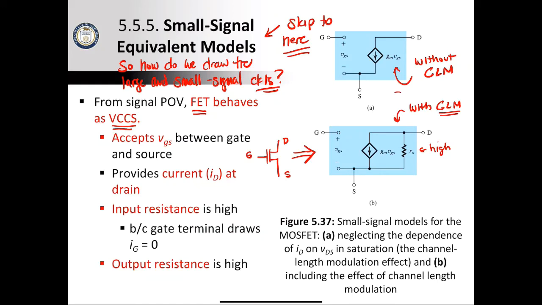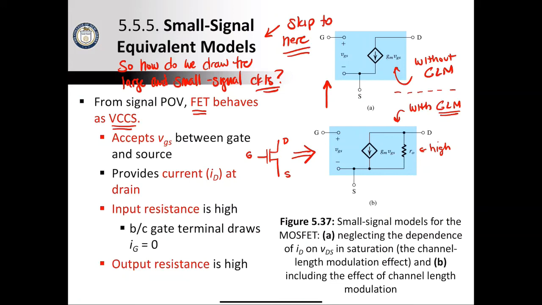If you remember, there were three values we could use to define whether channel length modulation was significant. There was VA, there's lambda, and then the last one is the RO, the output resistance value. For most of these problems, we're not going to be considering channel length modulation, so you'll be looking at the top half of the figure as opposed to the bottom half.